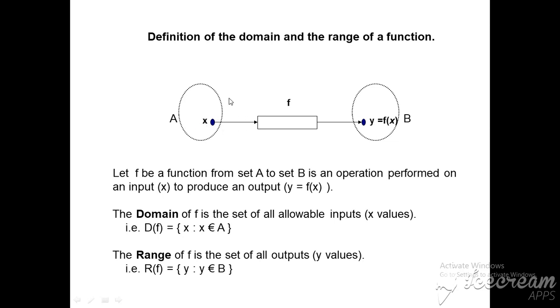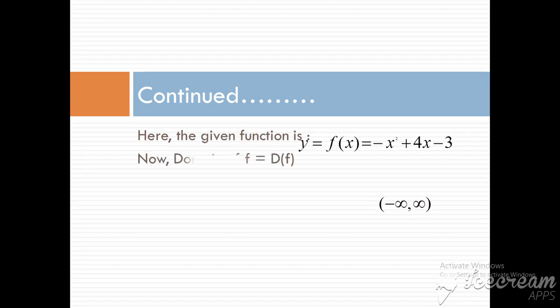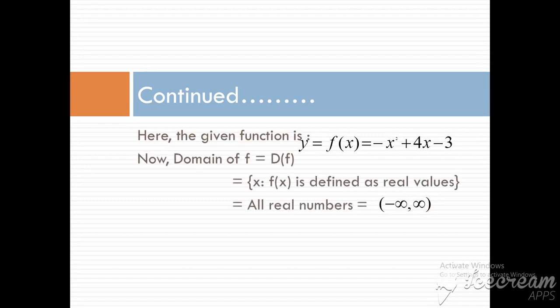You have to remember that the two illegal conditions should not be followed while defining the domain. Similarly, the domain of a function implies the range of that function. Okay, now we are going to talk about the domain and range of this quadratic function.